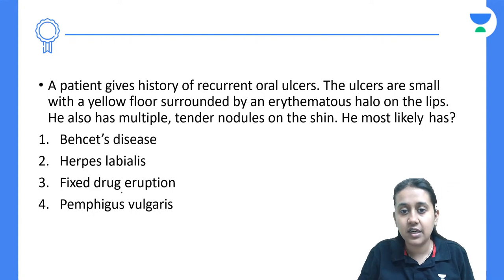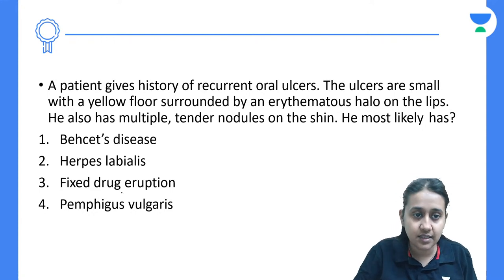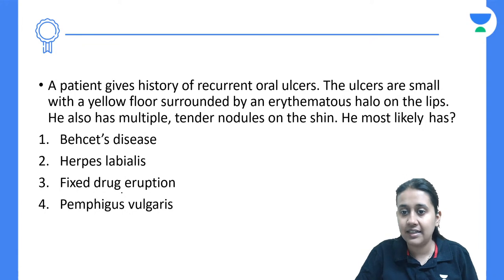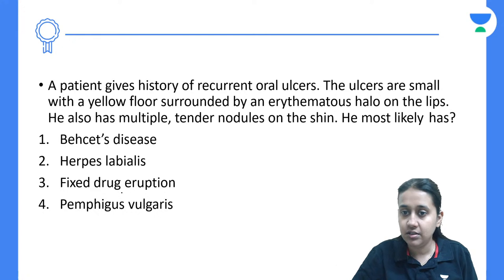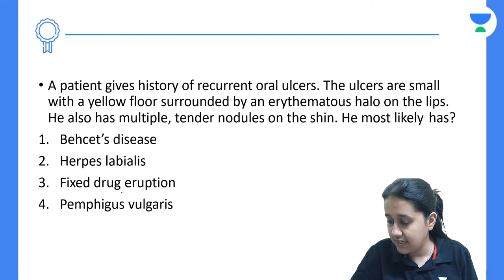A patient gives history of recurrent oral ulcers. The ulcers are small with a yellow floor surrounded by an erythematous halo on the lip. He also has multiple tender nodules on the shin. What is the diagnosis? Anyone?